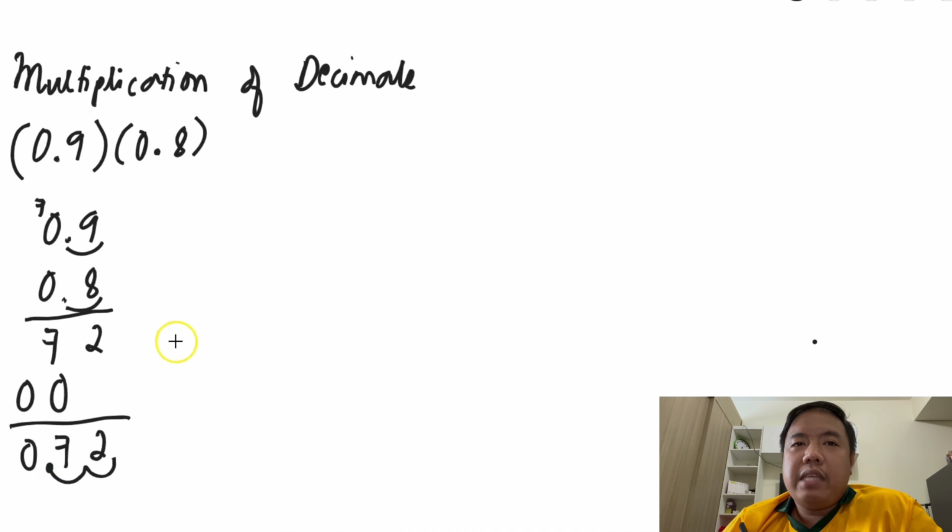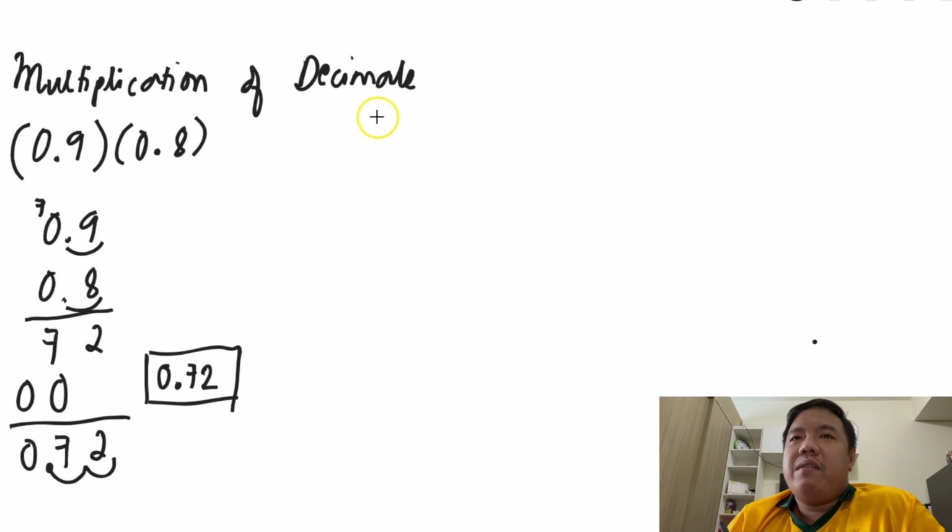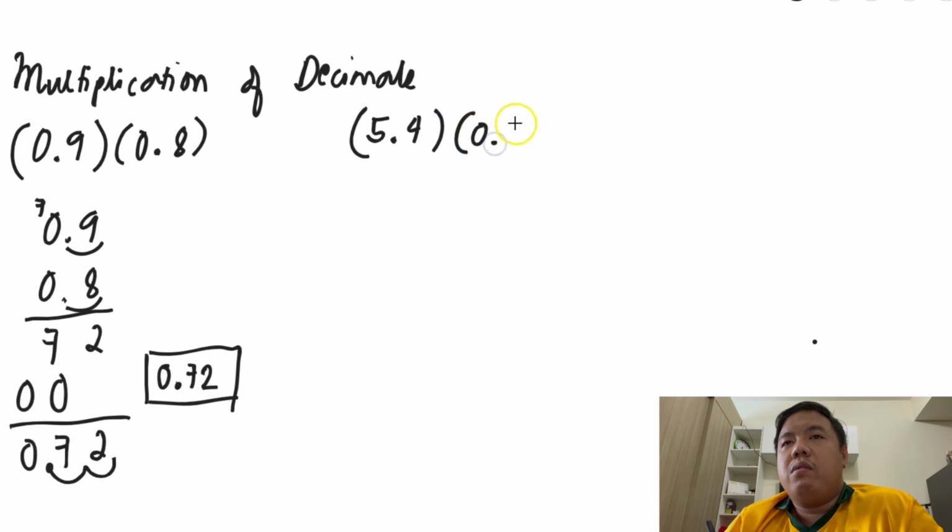Isulat nyo naman po ng separate para makita natin siya ng mas maayos yung final answer po natin. And then, box your final answer. Okay? Another one. I have here 5.4 times 0.2. O, paano po gagawin natin dyan?